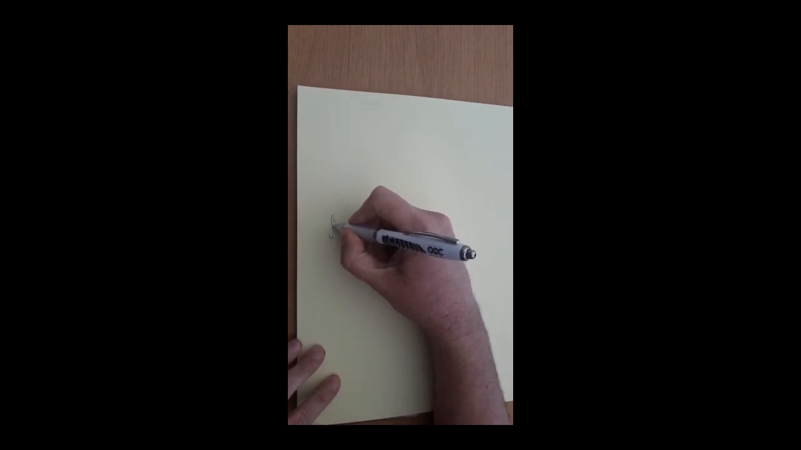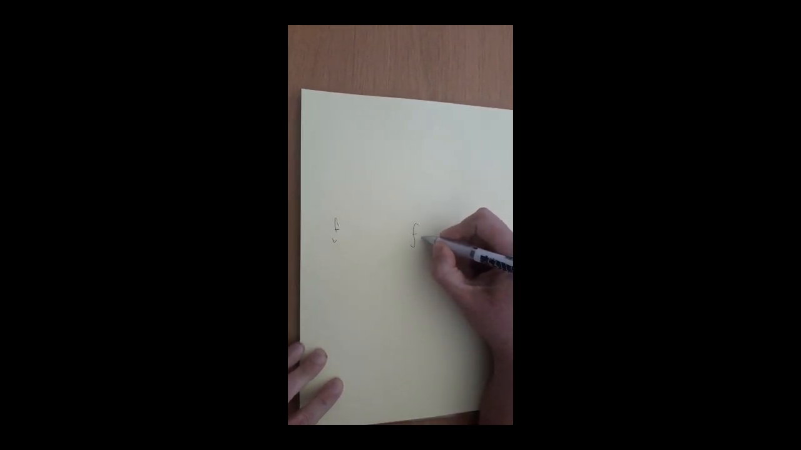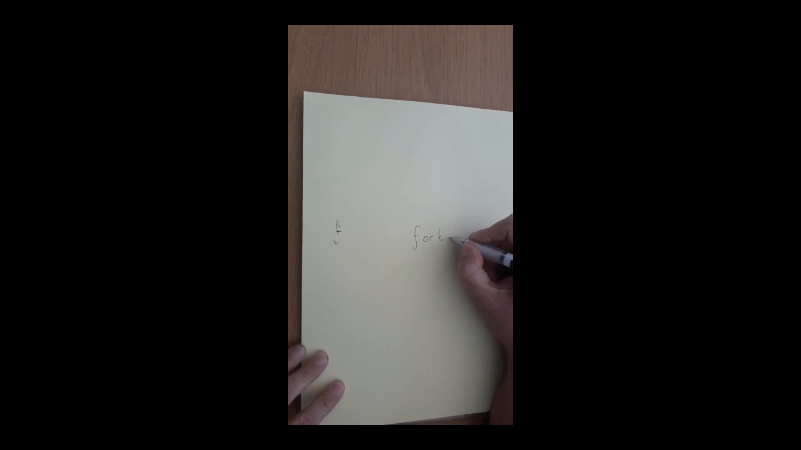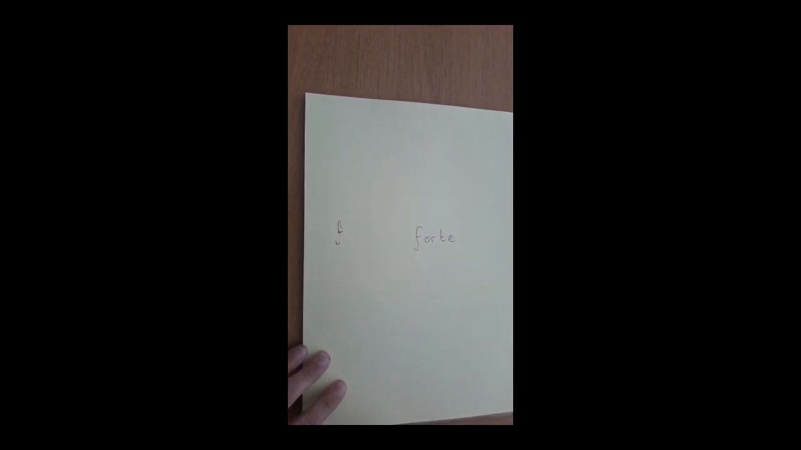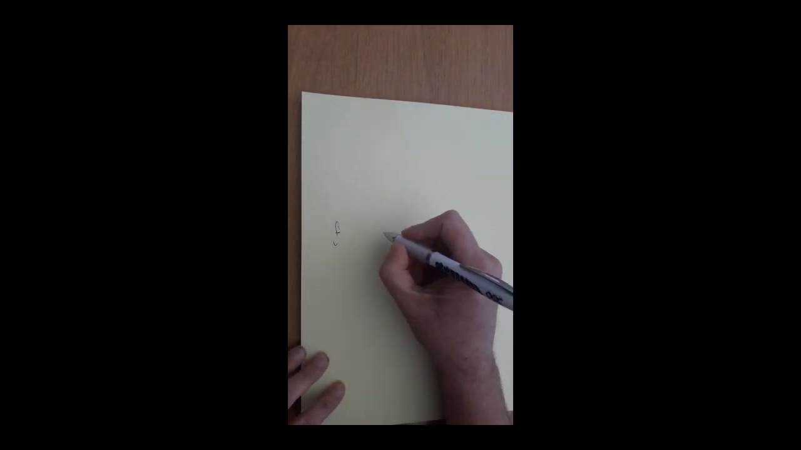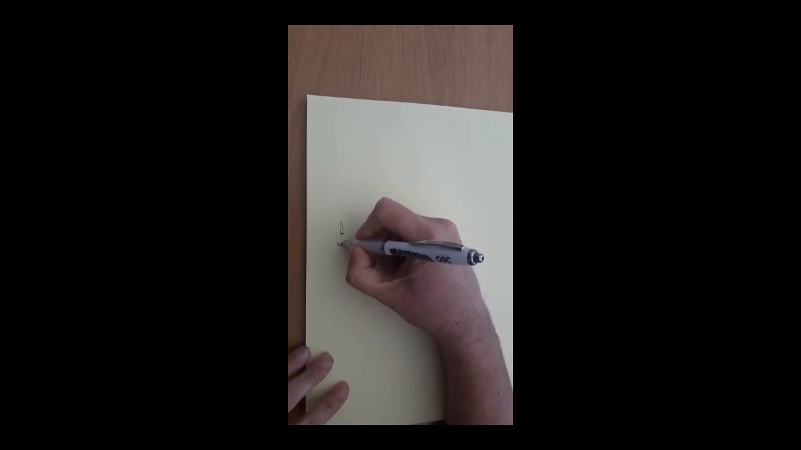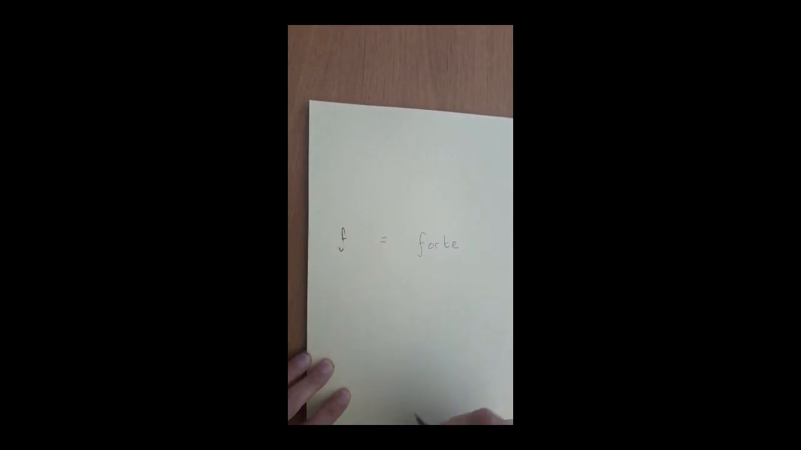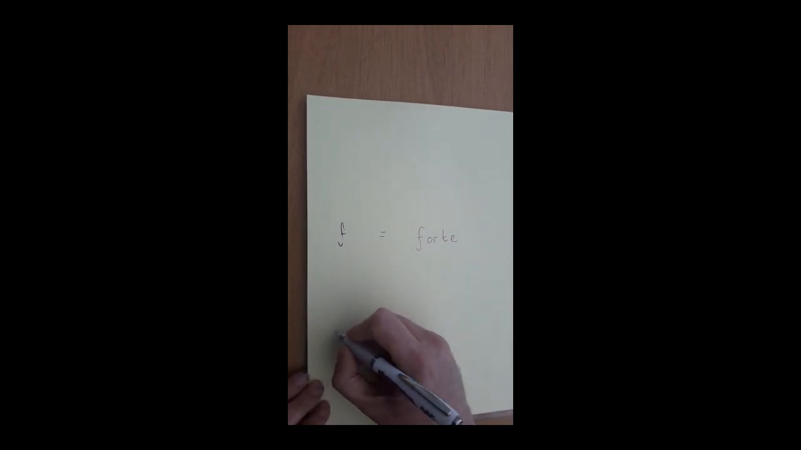Looks like this. Forte, or if we say it in an Italian accent, forte. That has an abbreviation. It's sometimes written as a letter F as well. Forte means loud. We're also going to learn a second one as well.